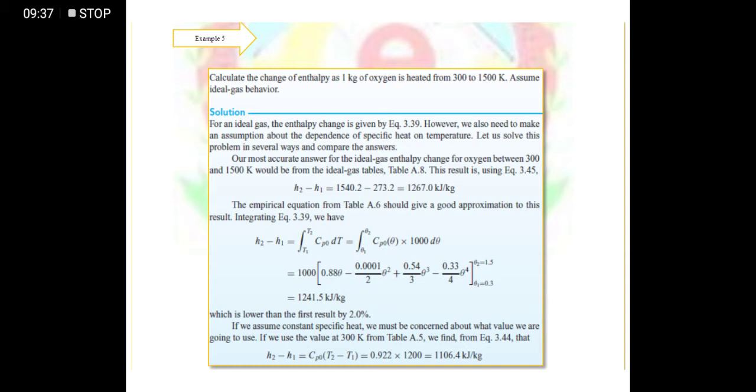This result uses equation 3.45, from table A.8. This result here, H2 minus H1, is from equation 3.45. But if we use the empirical equation from table A.6, we should get the same value of H2 minus H1. The empirical equation from table A.6 is given as this one. We have H2 minus H1 equals the integral of Cp sub O dT from T1 to T2, or we replace the limits with theta 1 and theta 2. Then we replace Cp sub O with the expression.